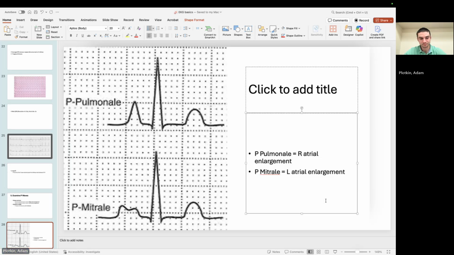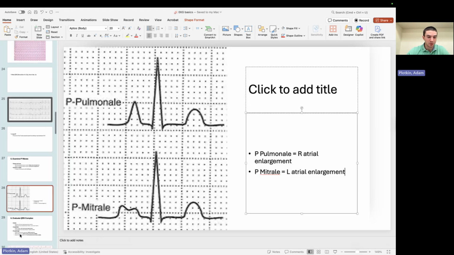Think about it. We do an echo, right? We do an echocardiogram and we figure out why. Why do they have left atrial enlargement? Why do they have right atrial enlargement? And we maybe would have to do more tests to figure it out, all right? So those are good ones to know.